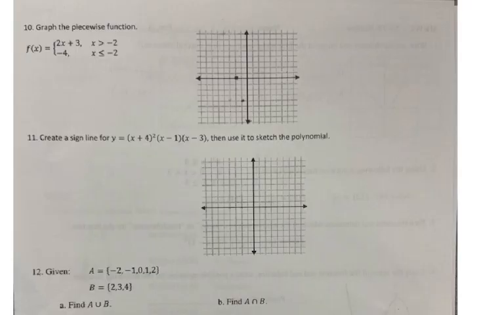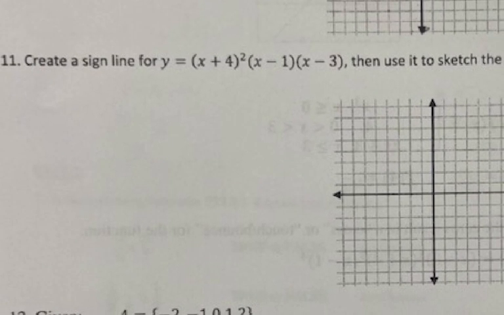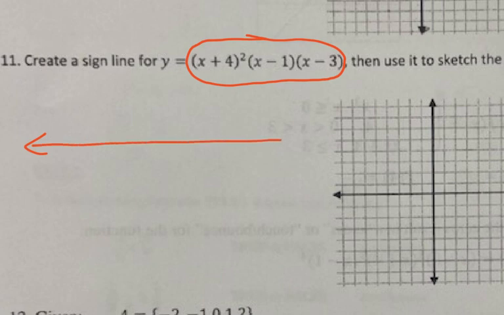Okay. Let's squeeze in one more here. So this time, we got this cool function here. We're supposed to create a sign line. That just means a number line. And the numbers you put on there are the zeros. So notice -4 is 0. So I'm going to have a point at -4.